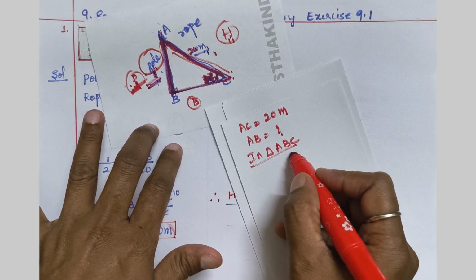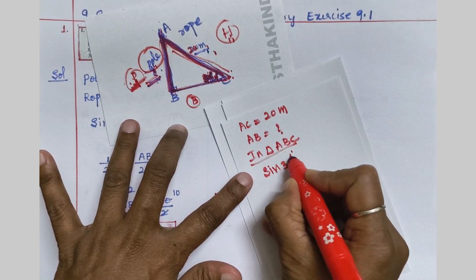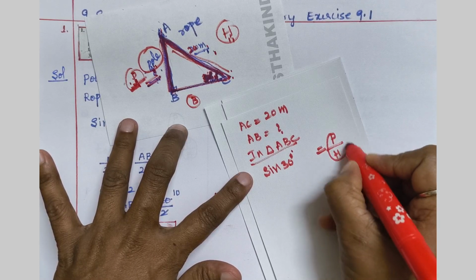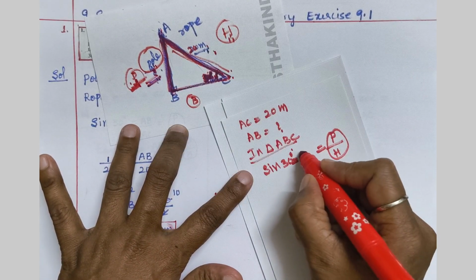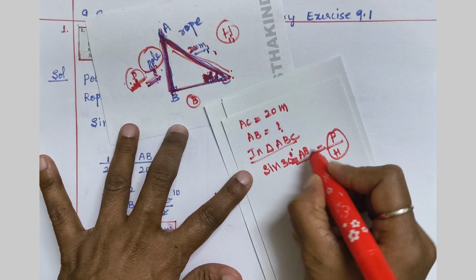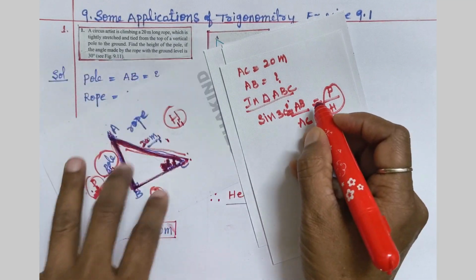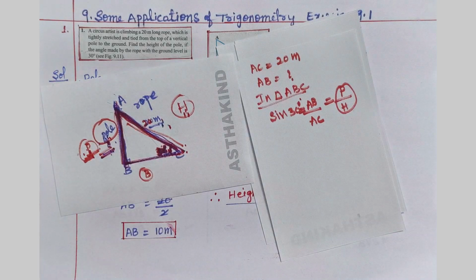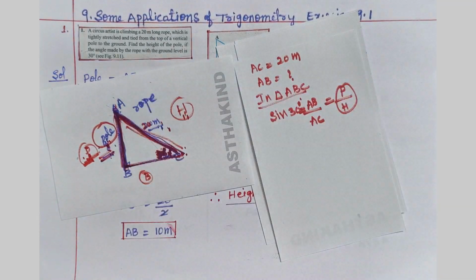Okay. Now in triangle ABC, I am taking sine 30 degree. Sine means perpendicular by hypotenuse. What is the perpendicular? AB is the perpendicular. Next, hypotenuse: what is it? AC is the hypotenuse. Now sine 30 degree you have to write. Sine 30 you have to keep in your mind: sine 30 is 1 by 2. These all values you have to keep in your mind.